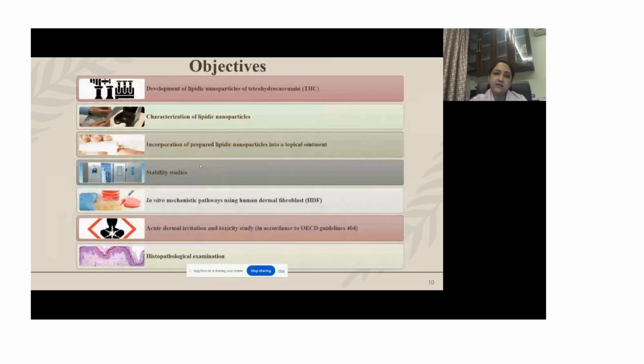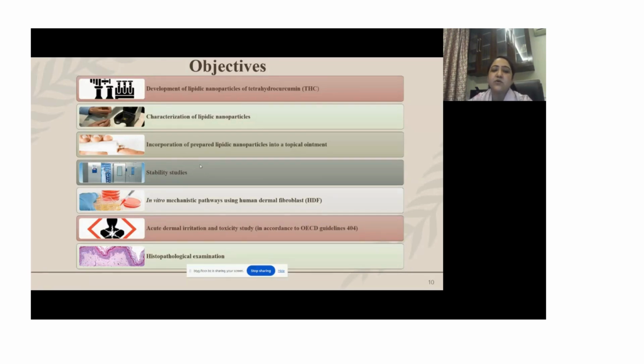So these are my objectives, that is development of lipidic nanoparticles of tetrahydrocurcumin. Secondly, I have characterized the lipidic nanoparticles with particle size, zeta potential, total drug content, and FTIR, that is Fourier transform infrared spectroscopy. After that, I have incorporated the lipidic nanoparticles into the topical ointment containing tacrolimus, and stability studies, and in vitro mechanistic pathway using human dermal fibroblast cells. And next is acute dermal irritation and toxicity study as per OECD guidelines.